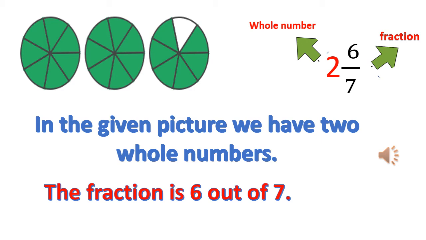Let's go to the third circle. How many parts are shaded in the third circle? Let's count. 1, 2, 3, 4, 5, 6. 6 parts are shaded, and how many are there altogether? We have 7 parts. So the fraction here is 6 out of 7. But when we write it as a mixed number, we should have a whole number and a fraction. So we saw that the whole number is 2 and the fraction is 6 out of 7.